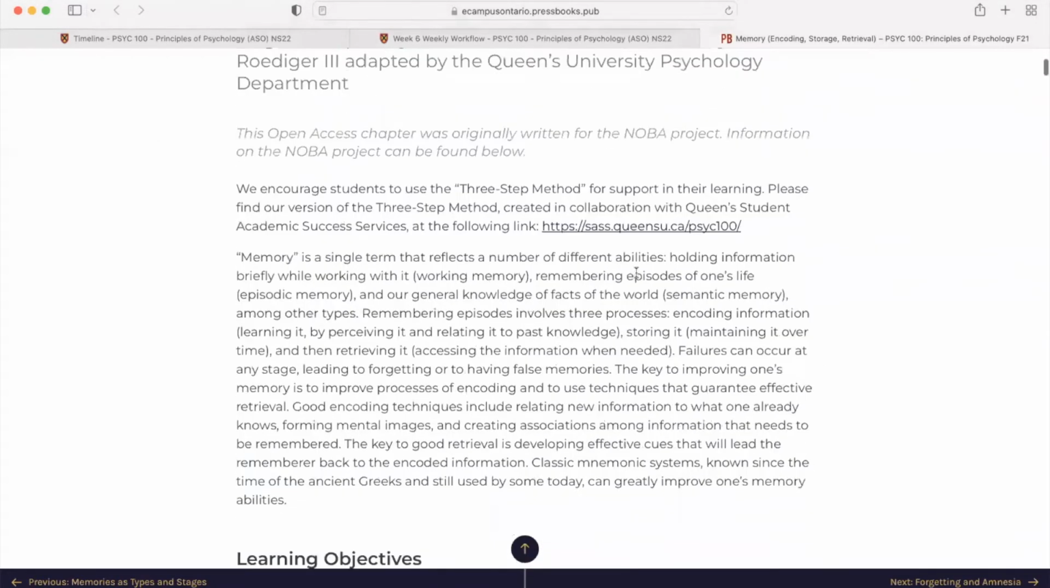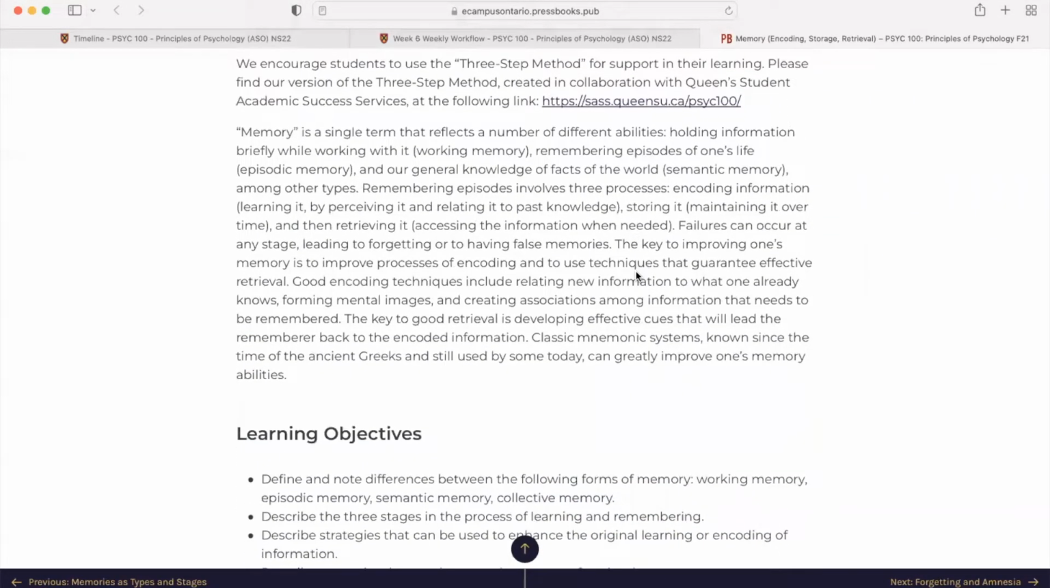This should be fascinating. Memory is a single term that reflects a number of different abilities: holding information briefly while working with it, your working memory; remembering episodes of one's life, episodic memory; and our general knowledge of facts of the world, semantic memory, among other types. Remembering episodes involves 3 processes: encoding information, learning it by perceiving it and relating it to past knowledge; storing it, maintaining it over time; and then retrieving it, accessing the information when needed. Failures can occur at any stage, leading to forgetting or to having false memories.